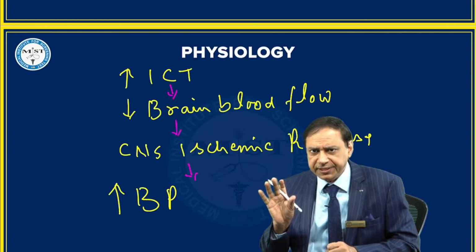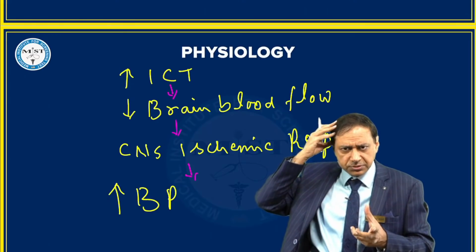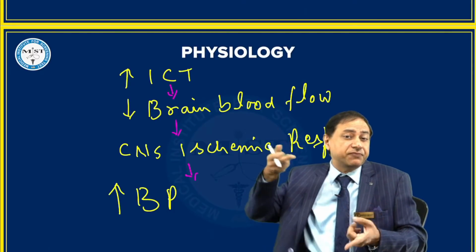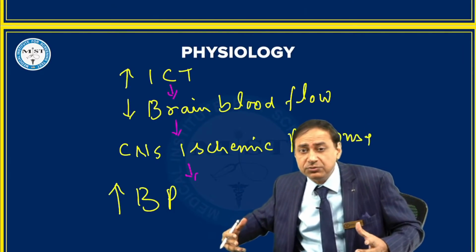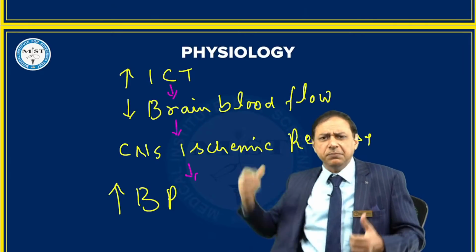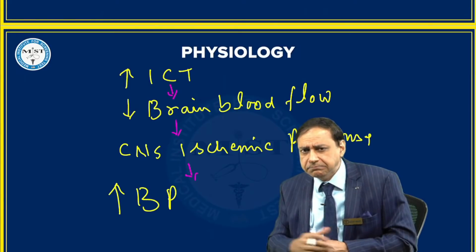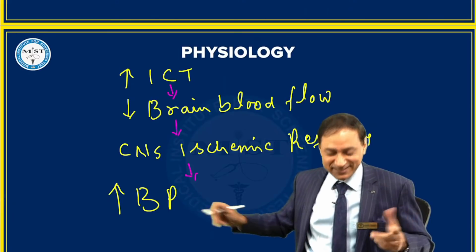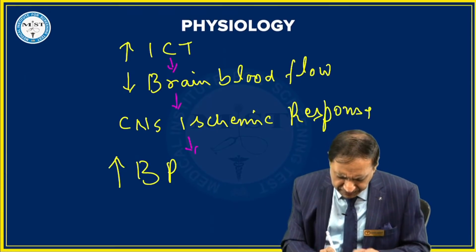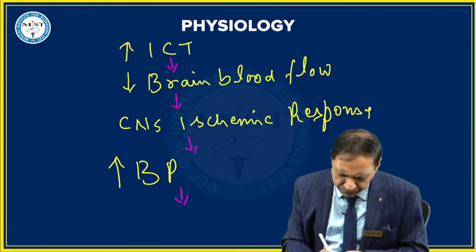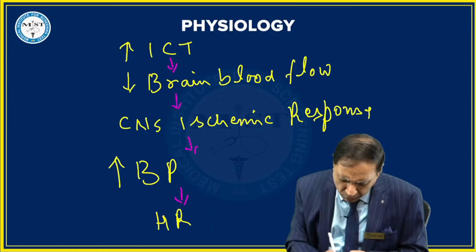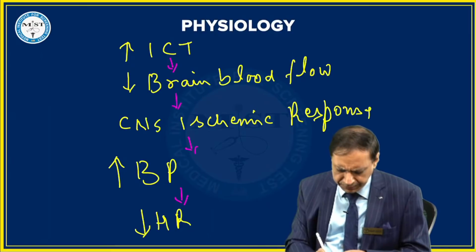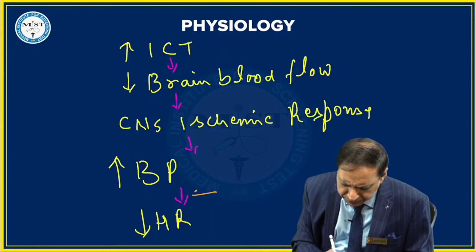So idea is clear. When the blood flow of the brain is reduced, you can say brain is ischemic, so it will do the sympathetic discharge, so it will try to increase the BP so that brain can get more blood. This is CNS ischemic response. But mind it, when BP is increased, what will happen? Because of the baroreflex, heart rate will fall. This phenomenon is done by baroreflex.